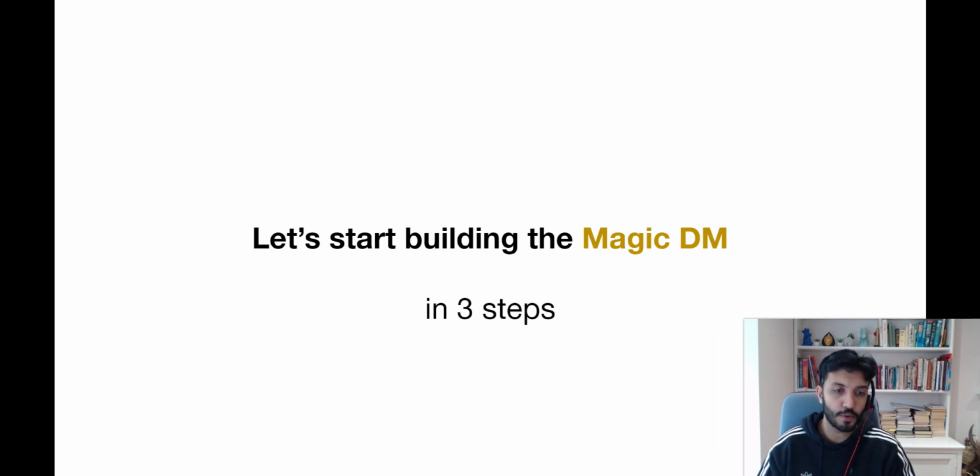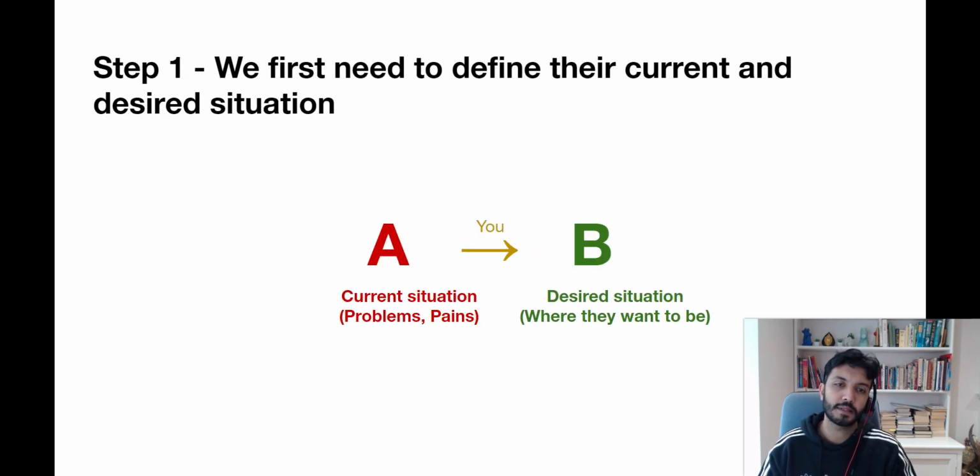All right, so let's start building the Magic DM for you in just 3 steps. Step 1, we first need to define their current situation and their desired situation. So this is very, very basic, okay? And people are missing out on the basics. It's why they're struggling in the DMs, because they're not able to formulate a message that truly impacts the person reading it.